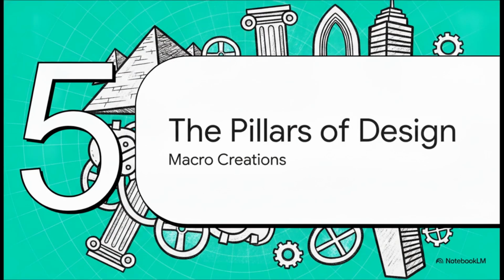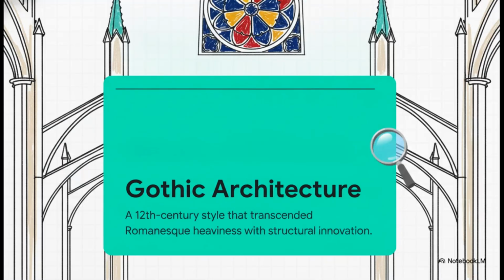Section 5. The Pillars of Design. Architecture, much like a chemical substance or a living organism, can be identified by its own characteristic properties. Let's look at Gothic architecture. Emerging in France in the 12th century, specifically around 1140 CE, with the new choir at St. Denis, this style completely transformed the medieval landscape. It was a massive movement of ingenuity designed to completely transcend the heaviness of earlier Romanesque buildings. It was all about seeking to inspire awe and spiritual elevation.